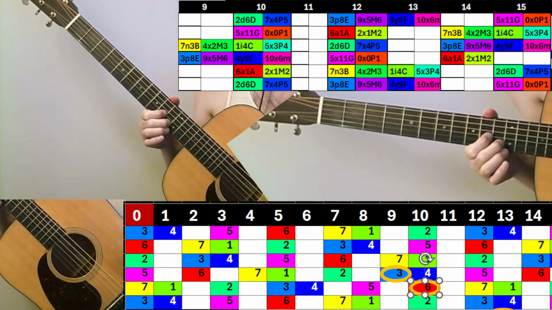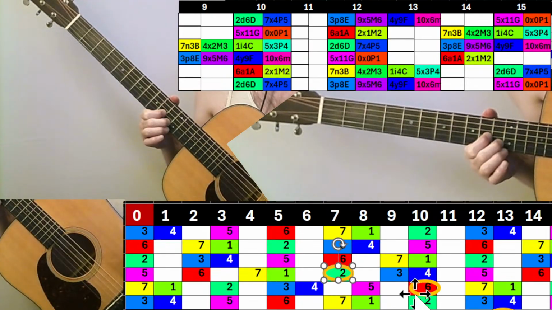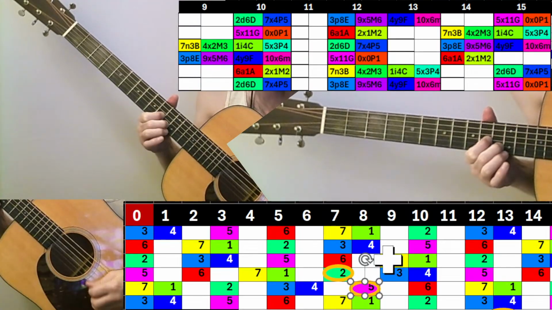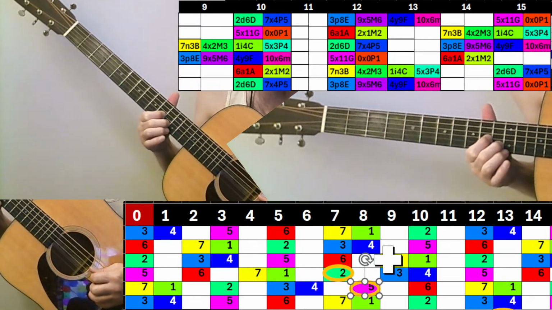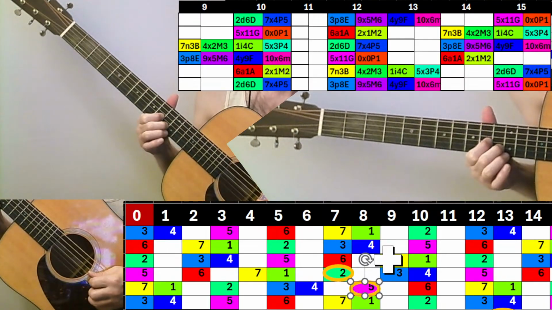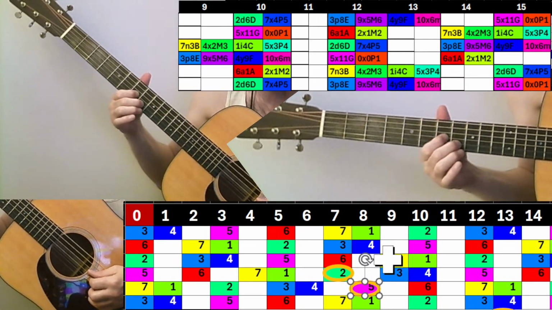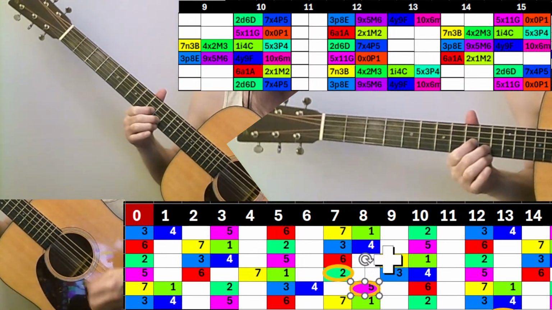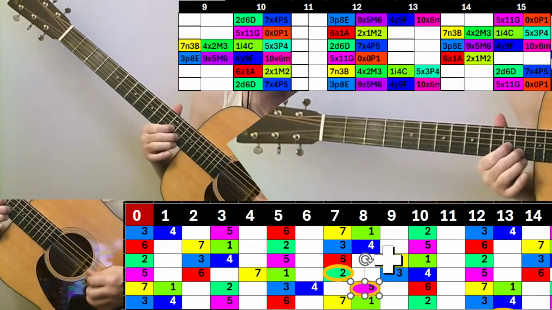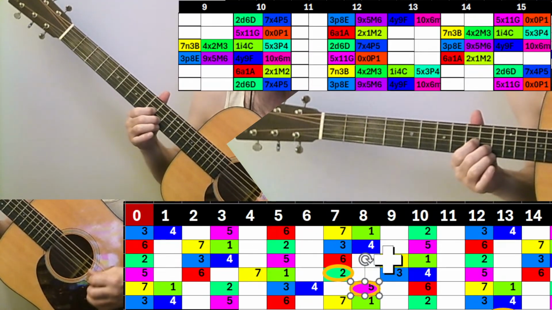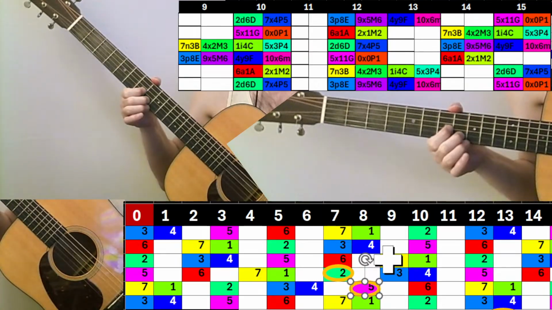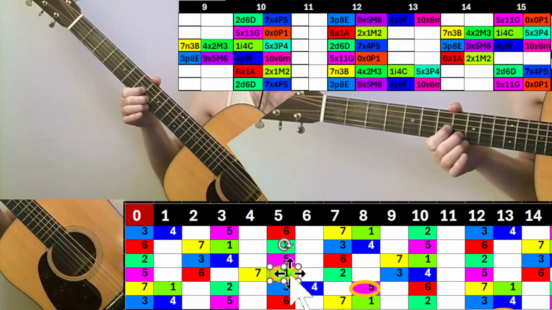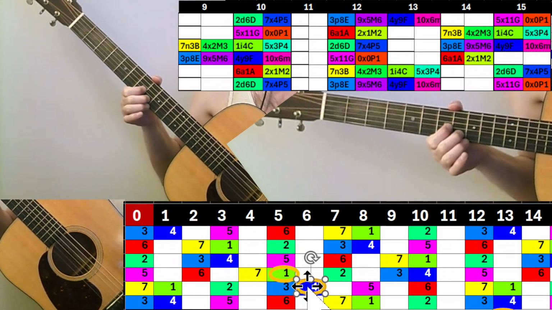To the Dorian, the double stop looks like that. I feel like I got messed up. Dorian, Phrygian. I think I was in the wrong spot for a second there, sorry about that. But if I go back to the Ionian, the double stop looks like that.